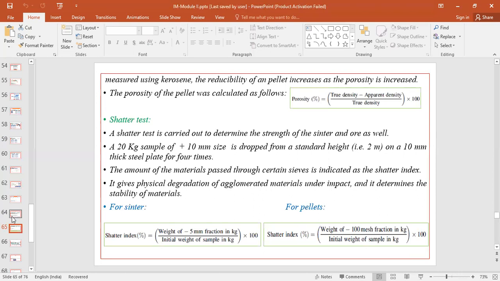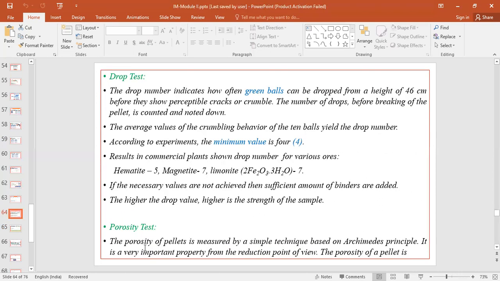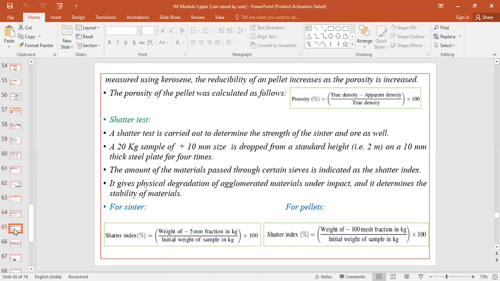The procedure for this is very simple. The porosity of the pellets is usually measured by using kerosene. You just drop these pellets inside the kerosene and keep them for some time, and then remove them, and then you can check what the true density and the apparent density are. The difference of true density and apparent density, divided by the true density, into 100, gives the porosity.